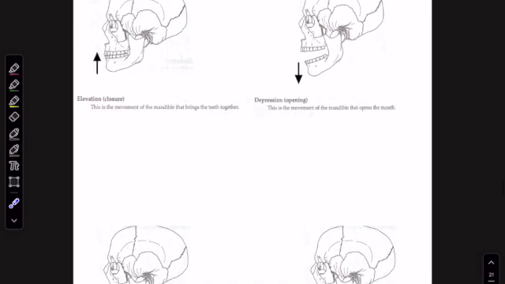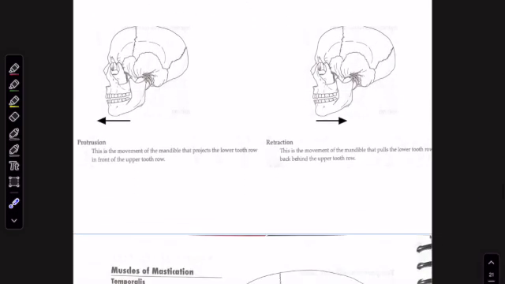When it comes to opening and closing your jaw, if you're closing your jaw, you're elevating your jaw. Opening your jaw, you're depressing it. If you have an underbite where your jaw is more forward than your maxilla, that's called a protrusion. You can protrude your jaw, move your teeth forward, or you can retract them and move them backwards.